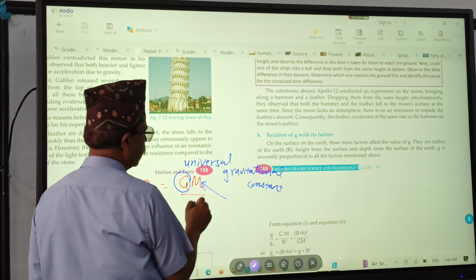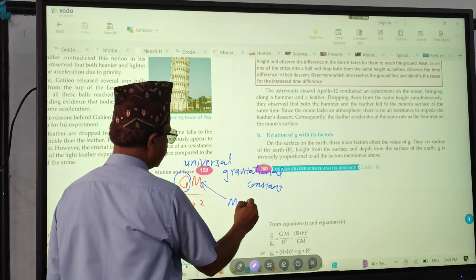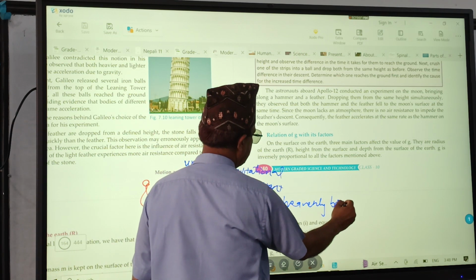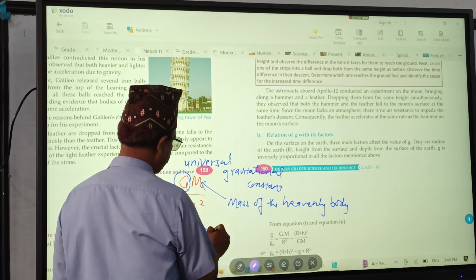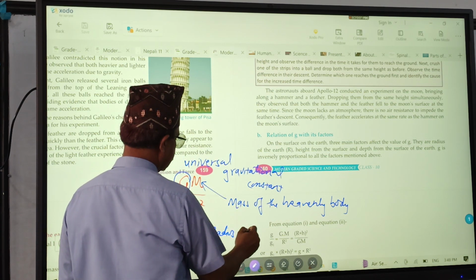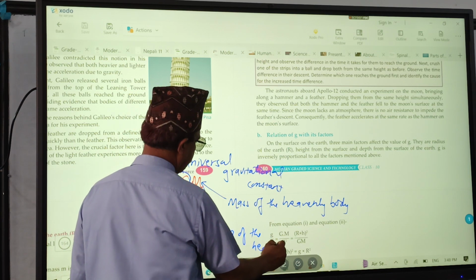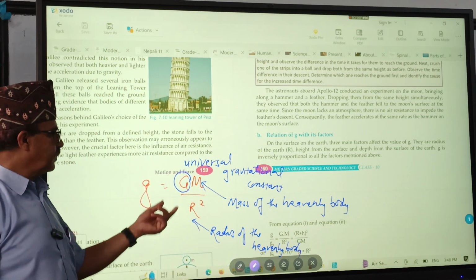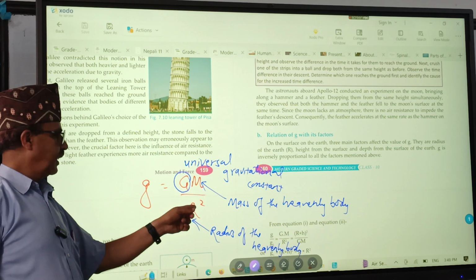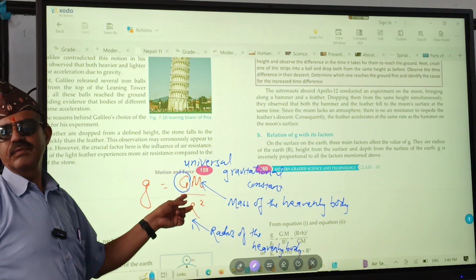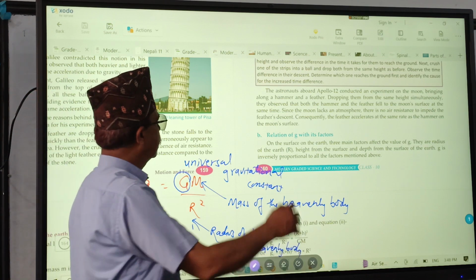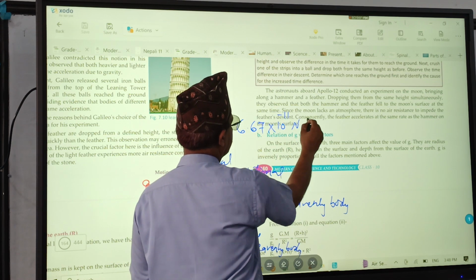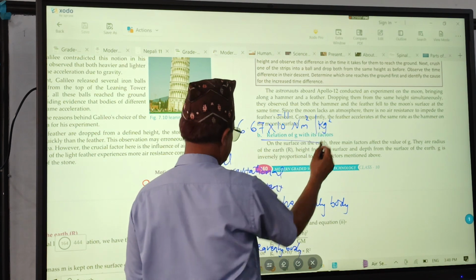And what is capital M? Mass of the heavenly body. What is R? Radius of the heavenly body. So, acceleration due to gravity depends mainly upon the mass of the heavenly body and the radius of the heavenly body, because the value of capital G is constant. What is the value of capital G? 6.67 times 10 to the power minus 11 Newton meter square per kg square.